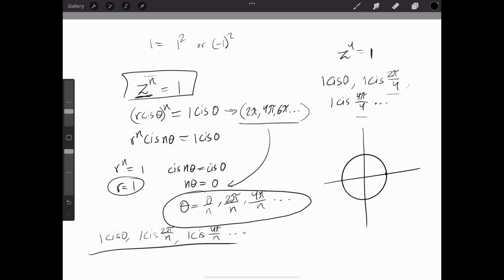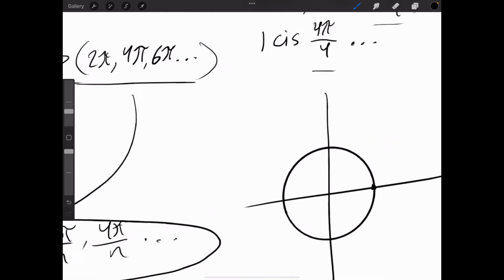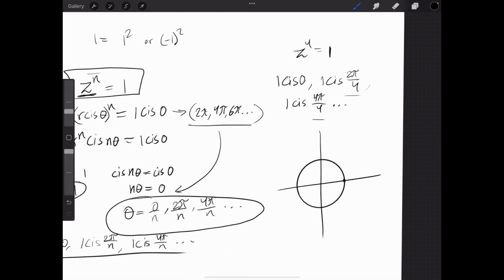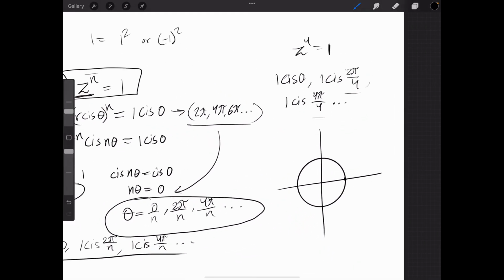So, that's good enough. So, that's the circle, right? So, we need 1 cis 0, 1 cis pi over 2. So, that's like right up here. So, these are our 2 points.